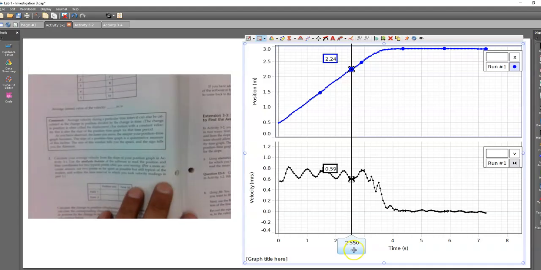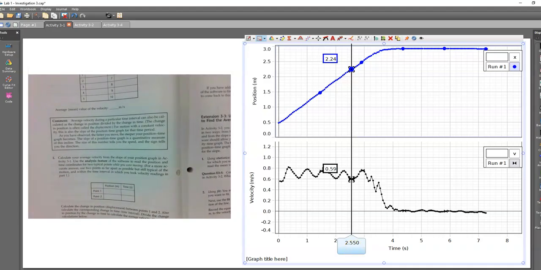Question, now, in the comment here: average velocity during a particular time interval can also be calculated as the change in position divided by the change in time. The change in position is often called the displacement. For motion with a constant velocity, this is also the slope of the position time graph for that time period. As you've observed, the faster you move, the steeper your position time graph becomes. The slope is a quantitative measure of this incline. The size of this number tells you the speed, and the sign tells you the direction. Let's go ahead and calculate the slope then.